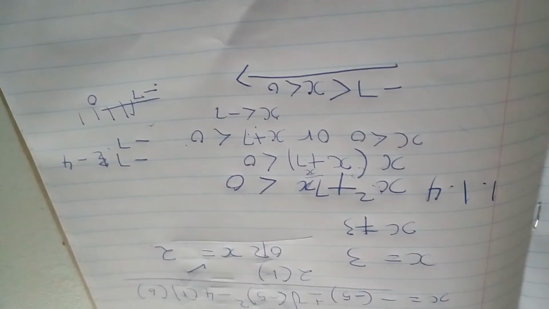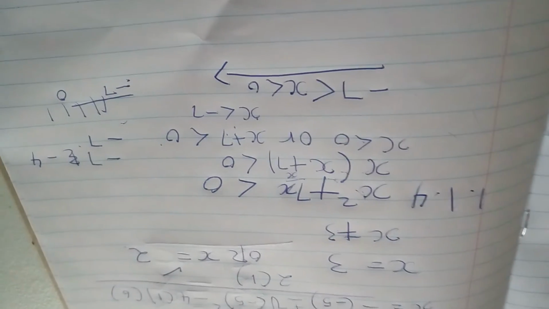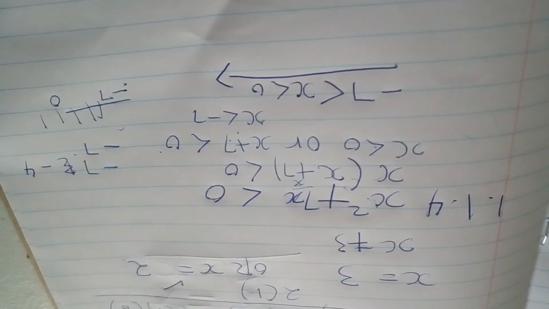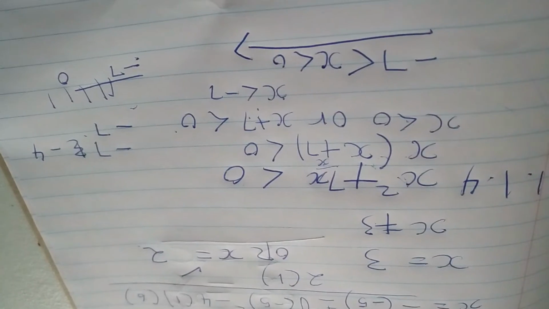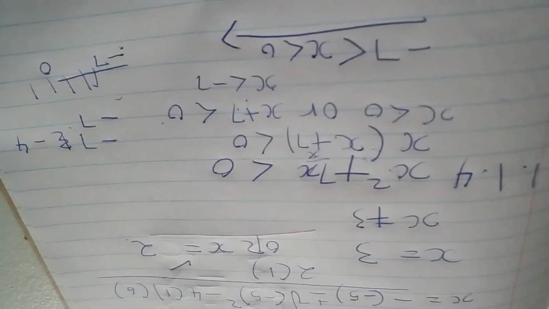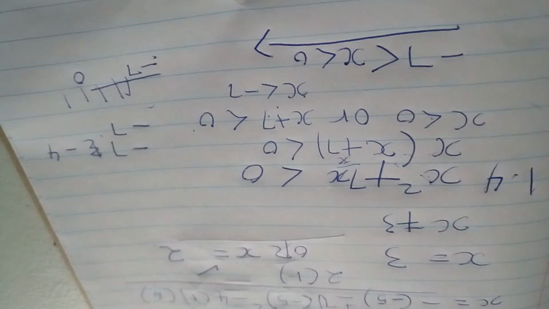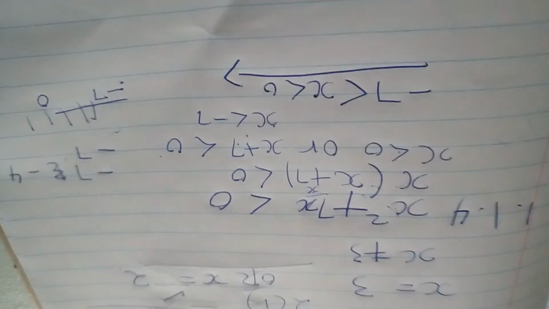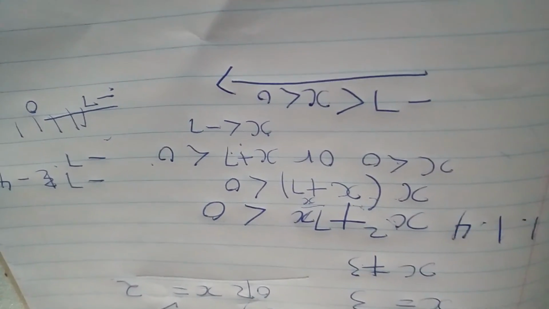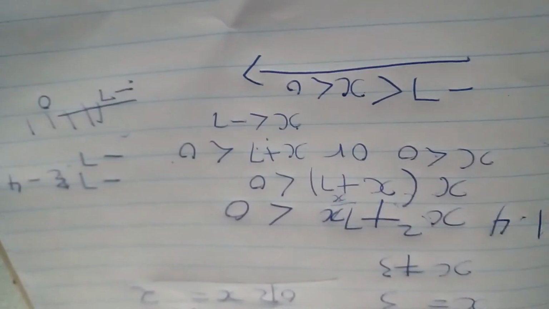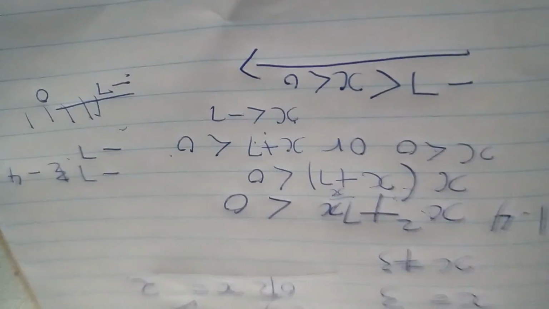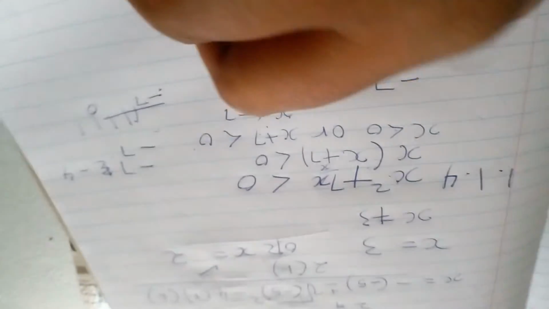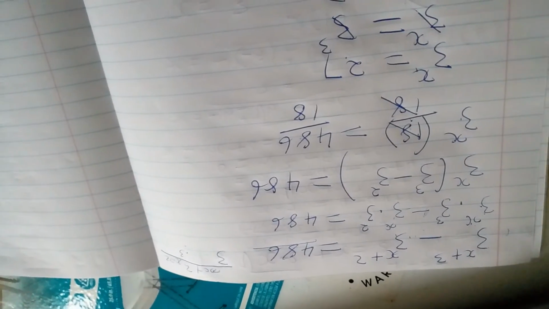We go to this one, x squared plus 7x less than 0. I can check what's common, which is x, then write it as x less than 0, or x plus 7 less than 0. x less than negative 7, that is my answer. But when I write it in mathematical form, I start with the smallest number, which is negative 7, and I write it as negative 7 less than x less than 0. Then I'm done. Then I come here, 3 to the power of x plus 3 minus 3 to the power of x plus 2 equals 486.